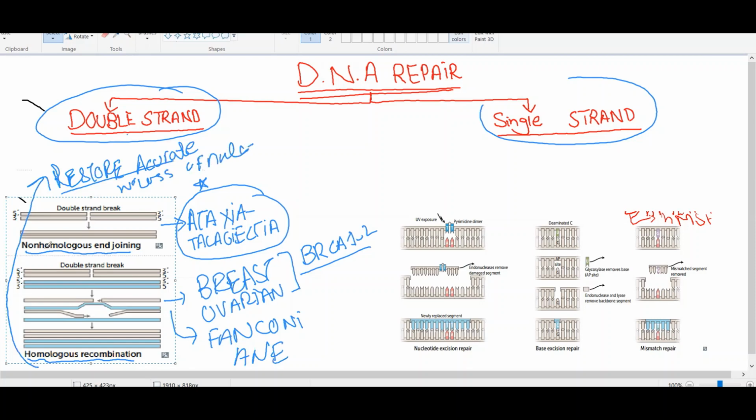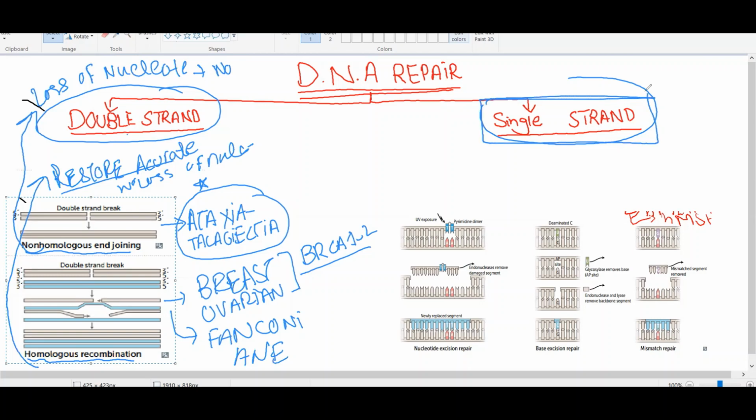While in case of non-homologous end joining, loss of nucleotides takes place. So this is not accurate, not accurate because there is a loss of nucleotides. Now we are moving toward single strand DNA repair.